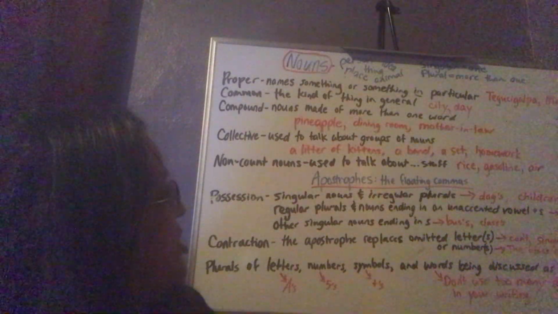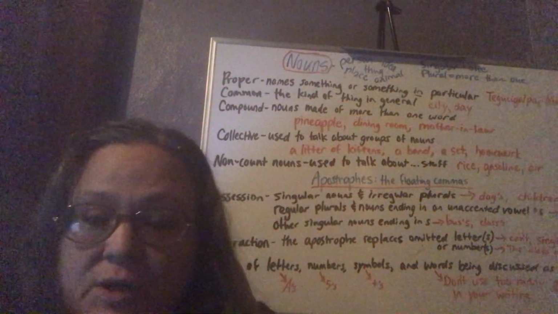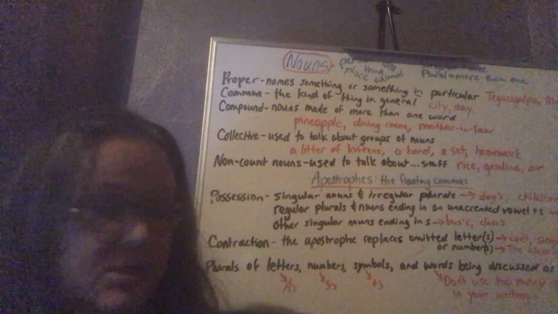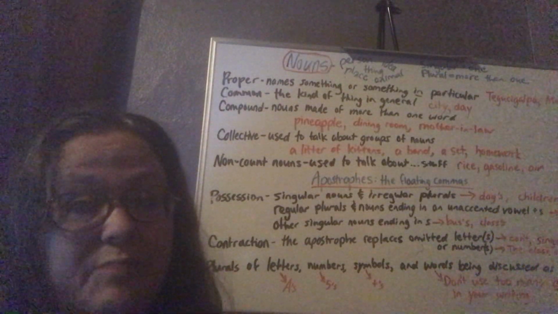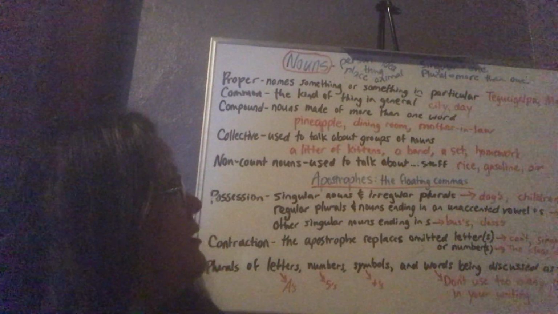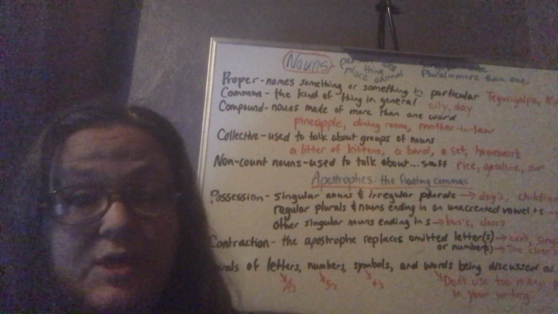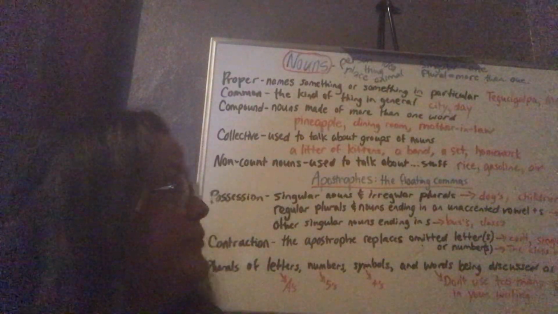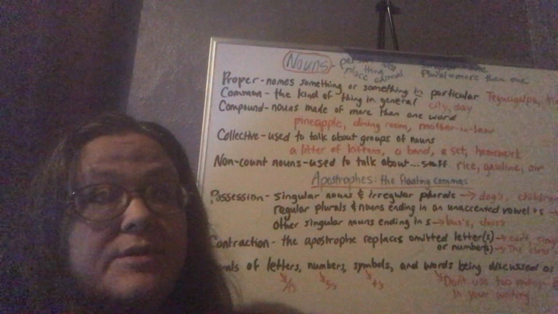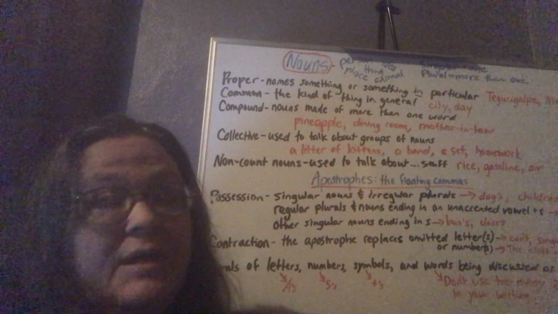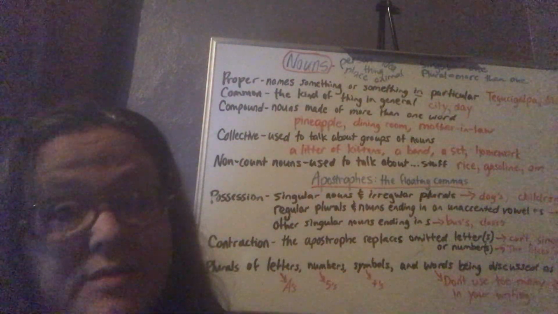Collective nouns are used to talk about groups of other nouns. So, for example, a litter of kittens. When a cat has kittens, we talk about that group of kittens as a litter. The same thing for a dog having puppies. It's a litter of puppies. A band, like a band that you might listen to. A set, okay? So a set of pencils or something like that. Homework is actually a collective noun.